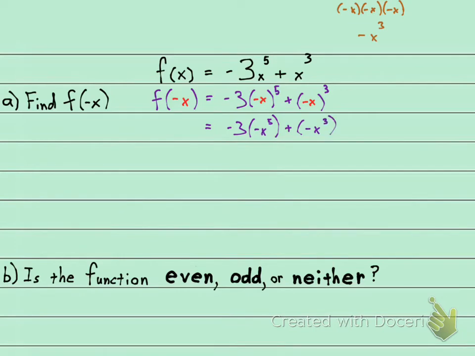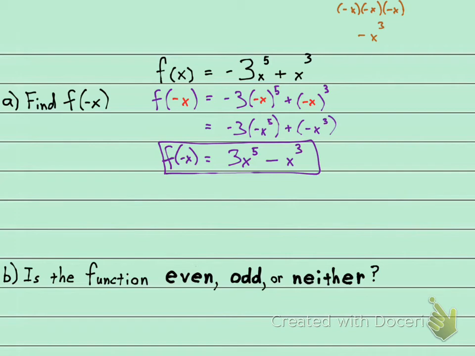When I multiply the first 2, a negative times a negative is going to give me a positive. So I will have positive 3x to the fifth, plus a negative right here, plus a negative is a minus x to the third. And that's the answer for the first part. I found the f of negative x. The f of negative x is 3x to the fifth minus x to the third.